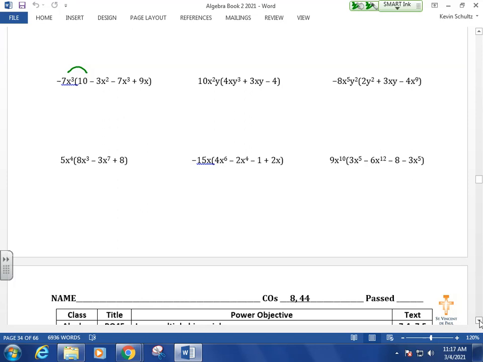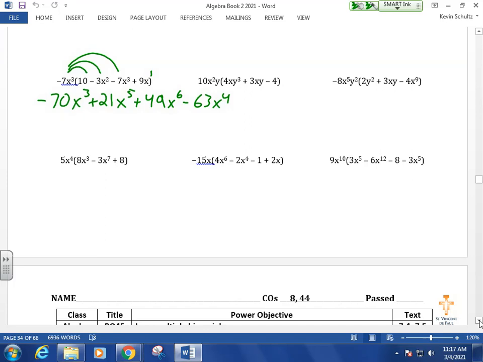So negative 7x cubed times 10, coefficients multiplied, exponents added. There's no x term with the 10, so it just carries over. We get negative 70x cubed. Next, negative 7 times negative 3 is a positive 21. Exponents added. 3 plus 2 is 5. Then negative 7x cubed times negative 7x cubed is a positive 49x to the 6th. And I got to write smaller here. Negative 7x cubed times 9x is a negative 63x to the 4th. Remember that x does have a power of 1, even though it's not written there.